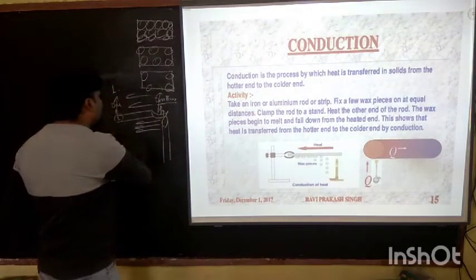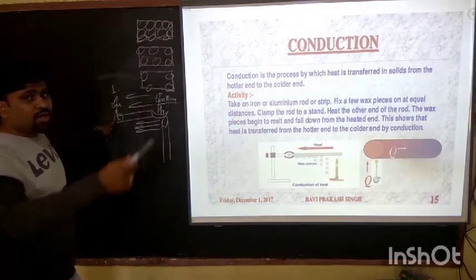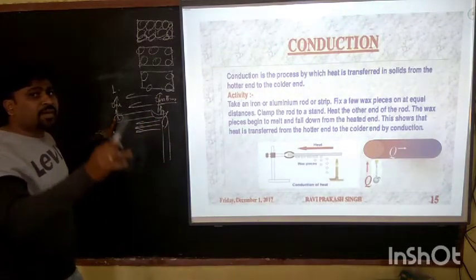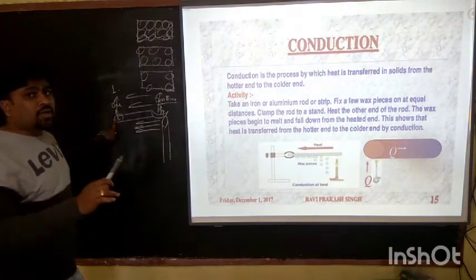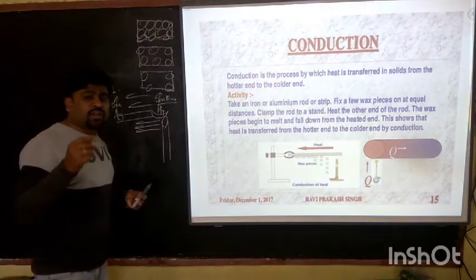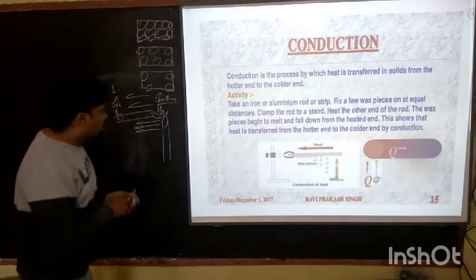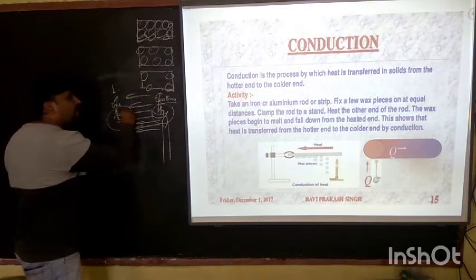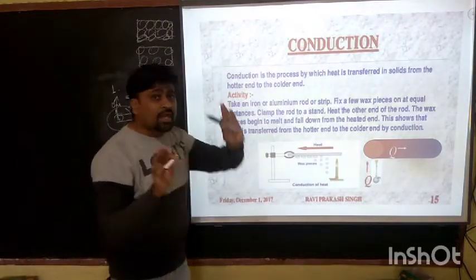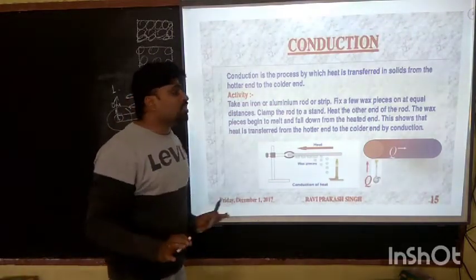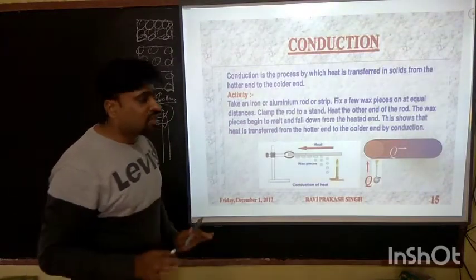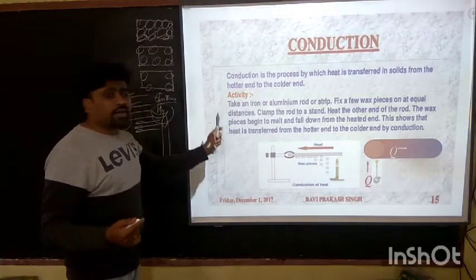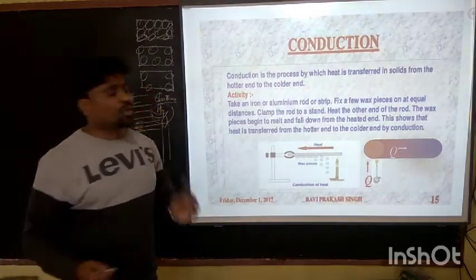See this example also. Now it is a spoon. You hold the spoon in your hand and heat it in a candle. After some time your hand becomes hot. Why do your hand or fingers become hot? Because the heat is transferred from the hotter end to the colder end, that is what we call conduction. Clear? Conduction is a process by which heat is transferred in solids from the hotter end to the colder end. Clear?